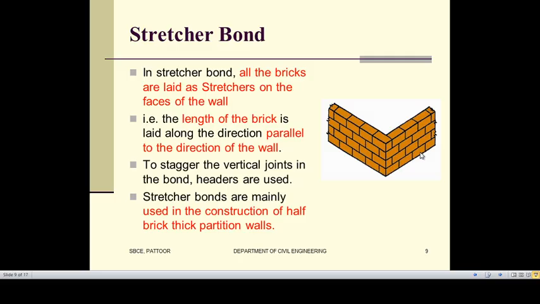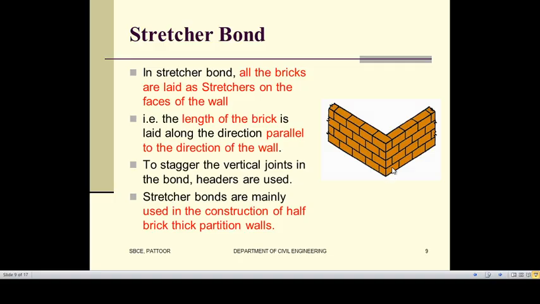And also we need to stagger the vertical joints. Or rather, a considerable lap distance needs to be provided between the vertical joints of successive courses. This is for the stability of the masonry. In order to stagger the vertical joints, we are providing headers on alternate courses. So to stagger the vertical joints in the bond, headers are used.